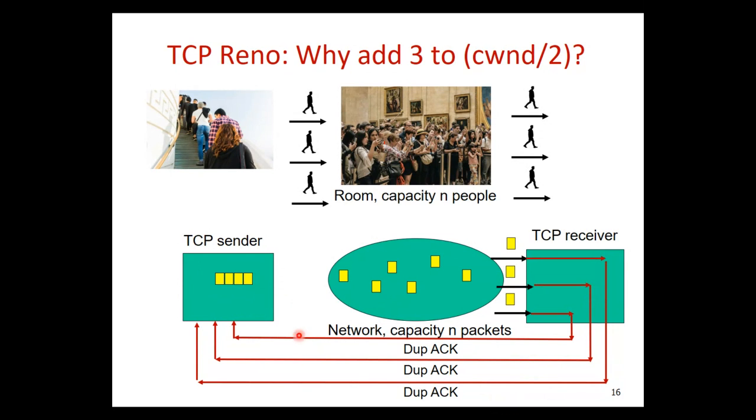Essentially, at the sender, the rule here is that it must see 3 duplicate ACKs before it determines that there's a high chance of packet loss. Okay.